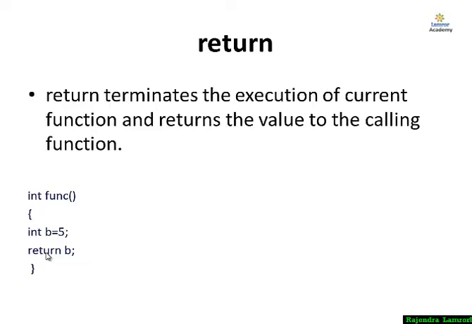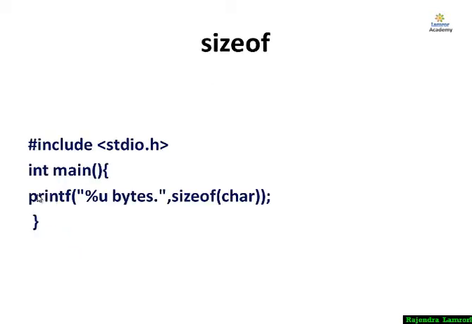Return is terminating the execution of the current function and returning a value. For example, b equal to 5 means return the 5. This returns the value of b to whatever position the function was called from. The sizeof operator gives the size of a variable type, such as a character type, in bytes. You can check with your compiler how much size it is taking.